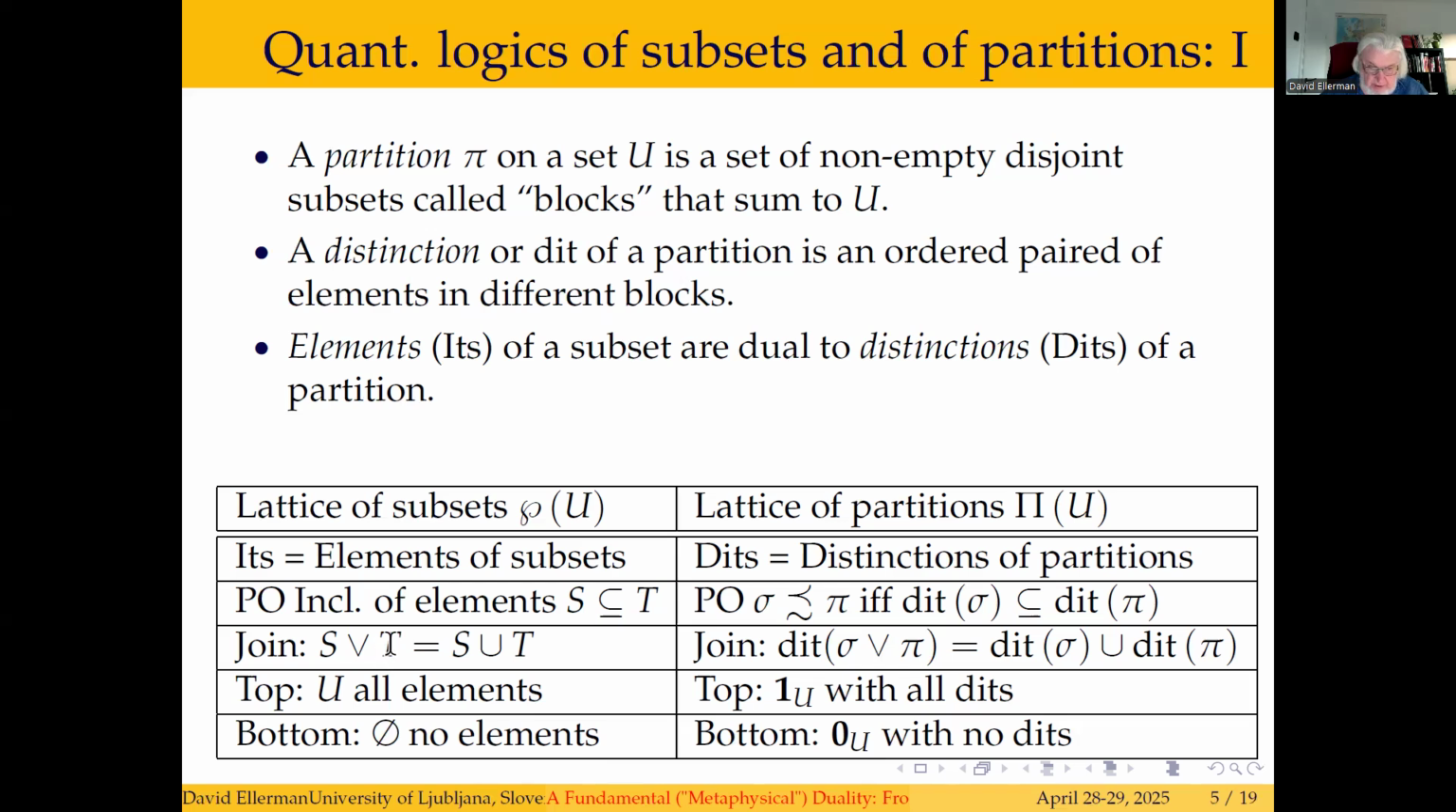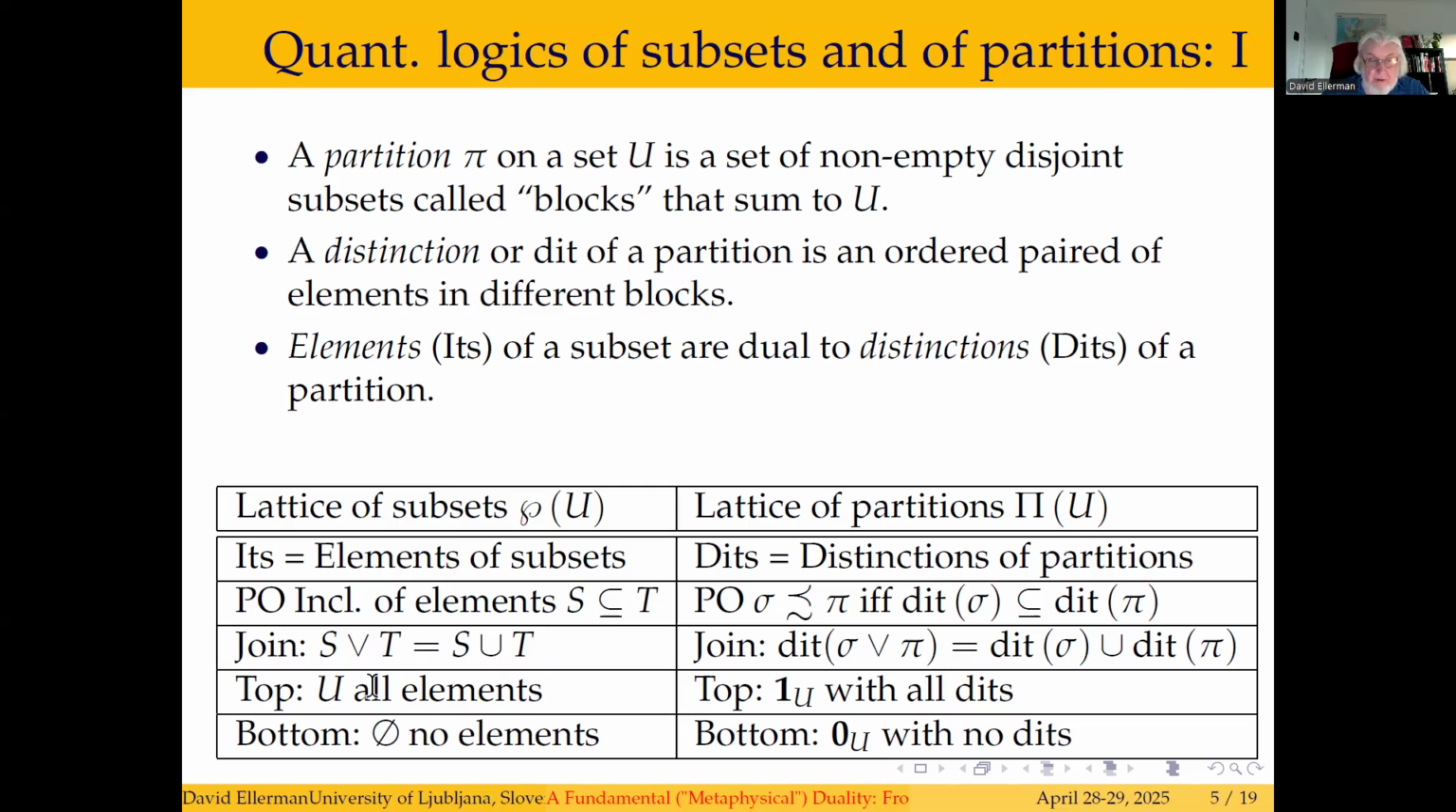The join in the lattice of subsets is just a union of elements. And the join of two partitions is the partition whose blocks are all the non-empty intersections of the blocks between the two partitions. So you have blocks in the two different partitions, and you take their intersections, and the ones that are non-empty will generate a new partition called the join, and its set of distinctions is just the union, again, of the distinctions of sigma and the distinctions of pi. So once again, union of elements, union of distinctions in the join.